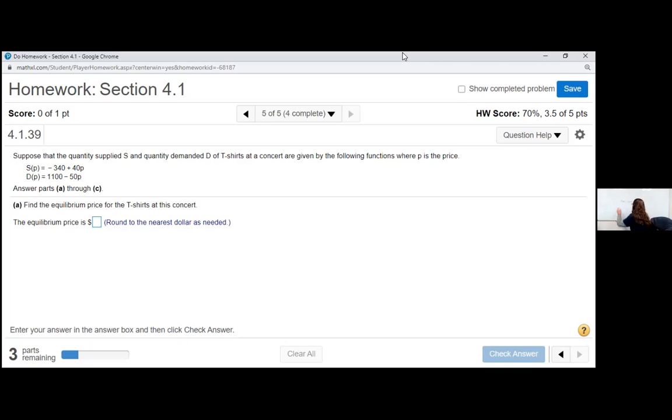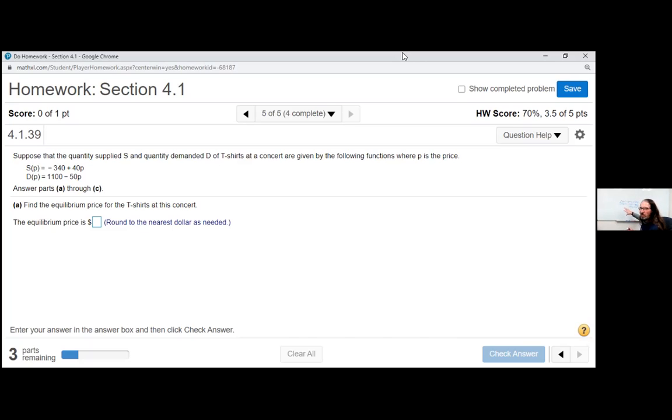And then D of P, 1100 minus 50P. Since that's the same as negative 50P plus 1100, as price goes up, we've got a negative slope. So as price goes up, demand will decrease. Find the equilibrium price.